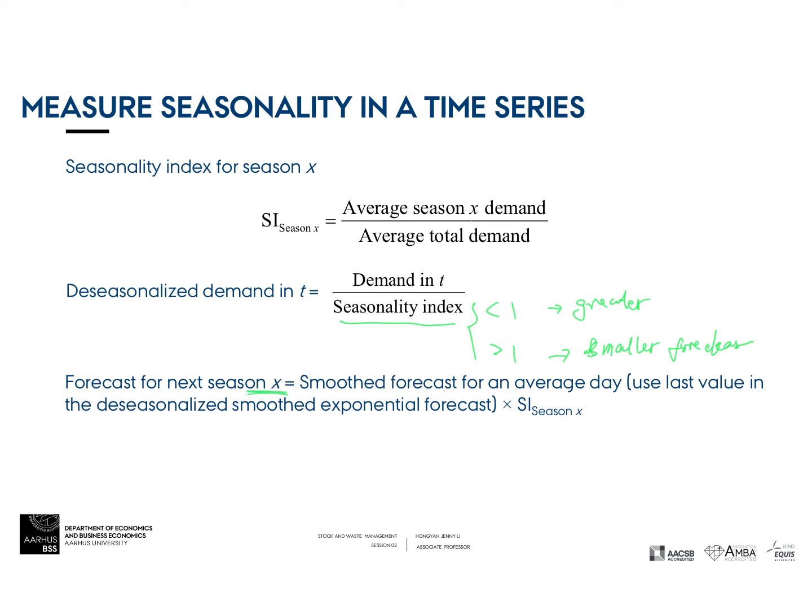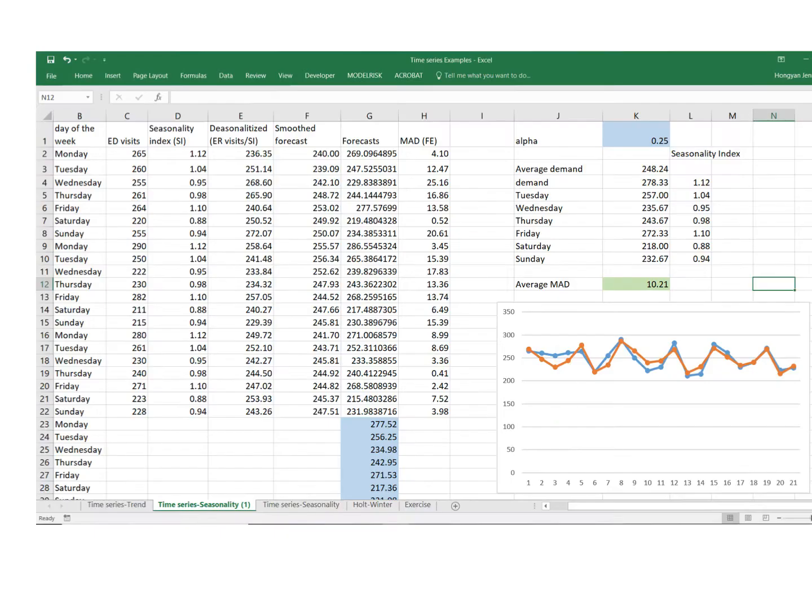We use X to show the number of the season. The forecast for next season X is the last value of your deseasonalized smooth exponential forecast times the seasonality factor. Let's see how we can do that in the example.